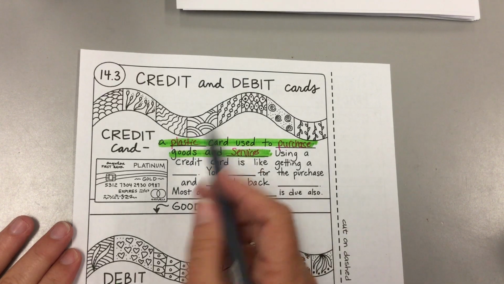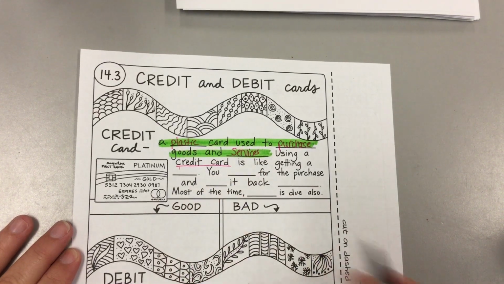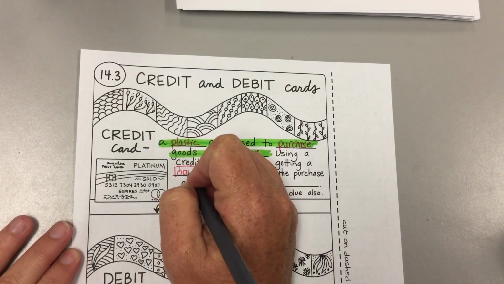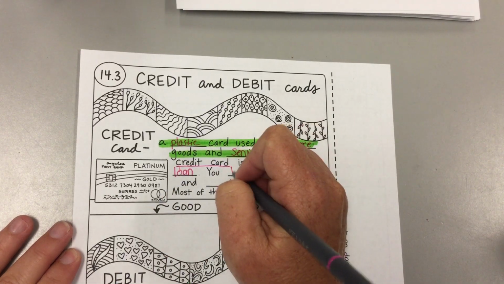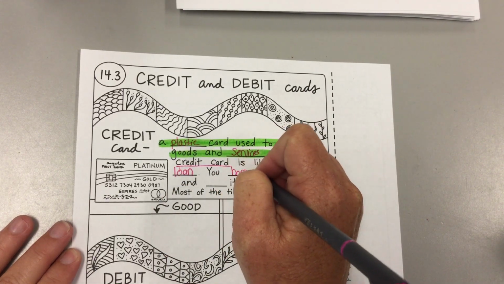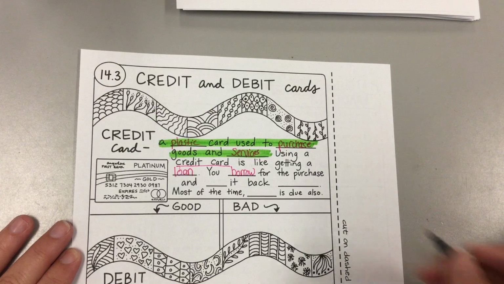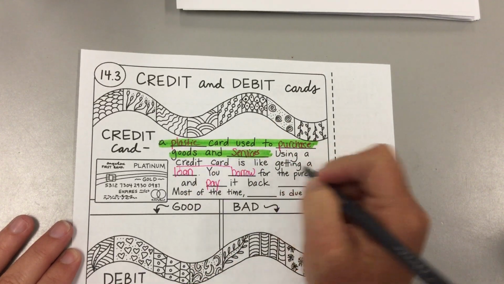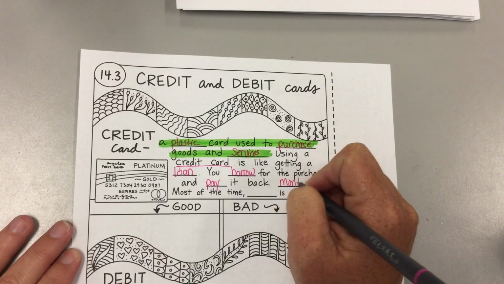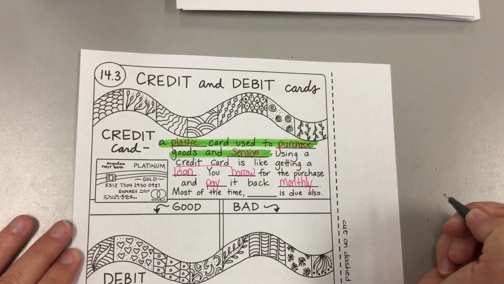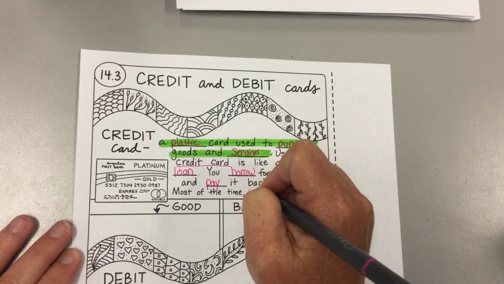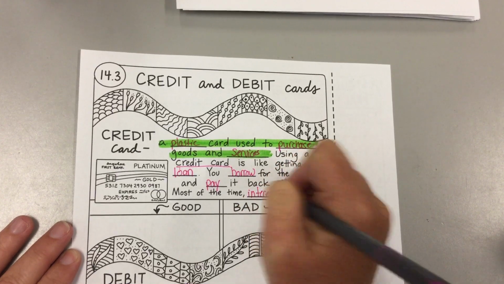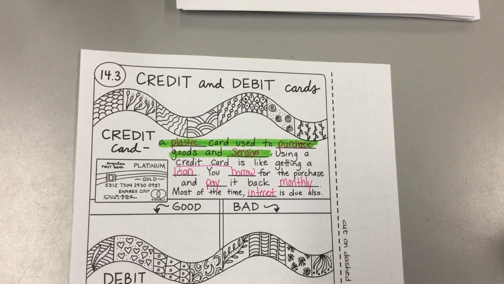Using a credit card is like getting a loan. You borrow money. So you borrow for the purchase and you have to pay it back. Usually you pay it back monthly. Most of the time, interest is due also.